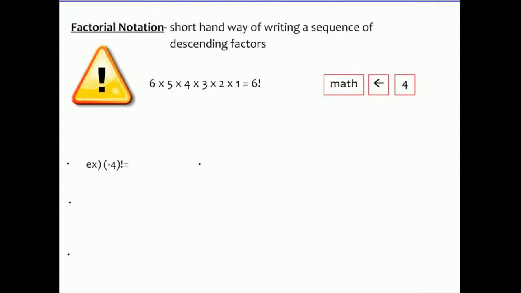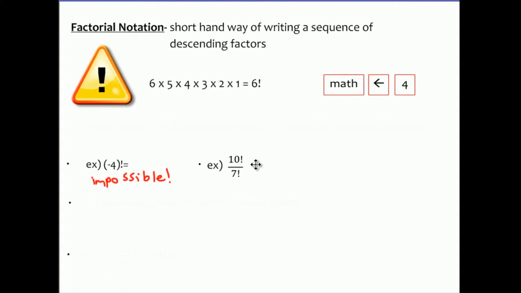So let's take a look at this example first. What is negative 4 factorial? It's important to note that we can't do the factorial of negative numbers, so this is impossible. Another example, 10 factorial divided by 7 factorial.